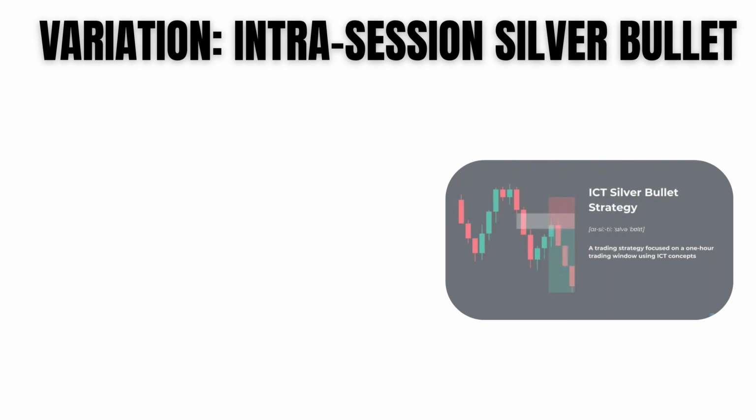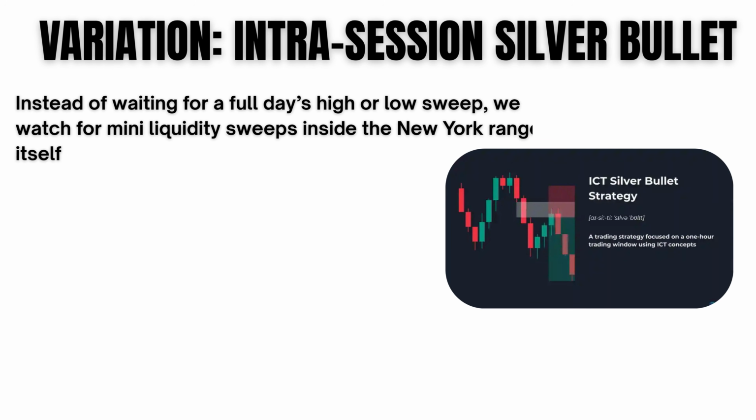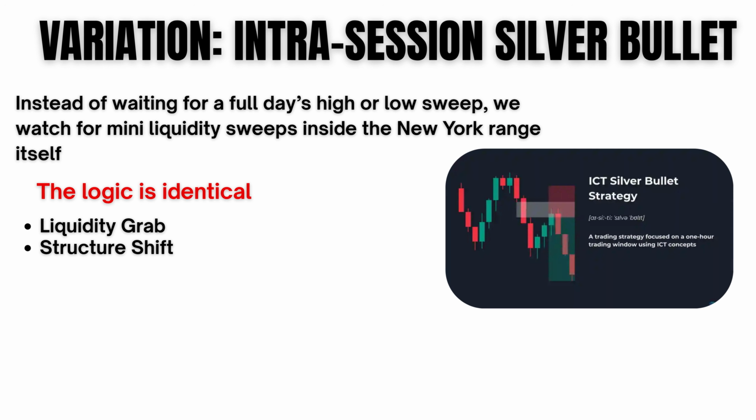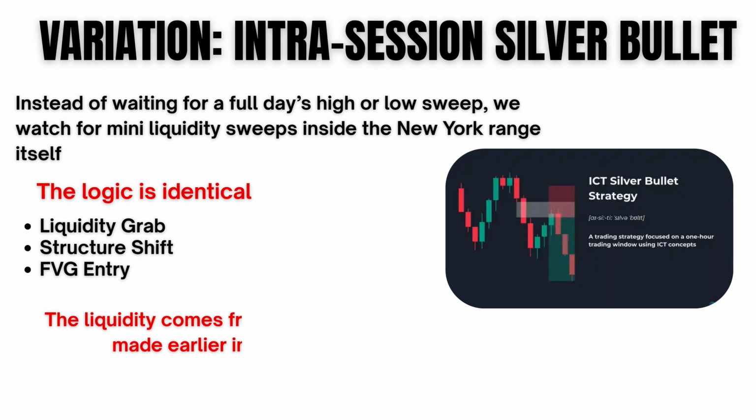Now, there's one variation that often gets overlooked, the intra-session silver bullet. Instead of waiting for a full day's high or low sweep, we watch for mini liquidity sweeps inside the New York range itself. The logic is identical. Liquidity grab, structure shift, FVG entry. Except the liquidity comes from intraday highs and lows made earlier in the New York session. This happens often when volatility spikes post 10 a.m. Eastern Standard Time. Same targets, same rules, just a smaller window. These setups tend to be faster, but still reliable if all confirmations align.